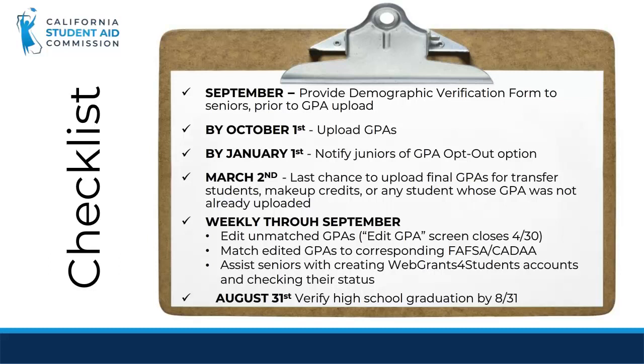It is the high school's responsibility to upload, edit, and match GPAs and verify the high school graduation of students who do not self-certify via their WebGrants for Students portal. The matching and editing process can begin 24 hours after GPAs have been uploaded for students who have submitted their FAFSA or California Dream Act application. The matching process can continue after the March 2nd deadline through the end of September. To view GPA reports, you will need WebGrants access.